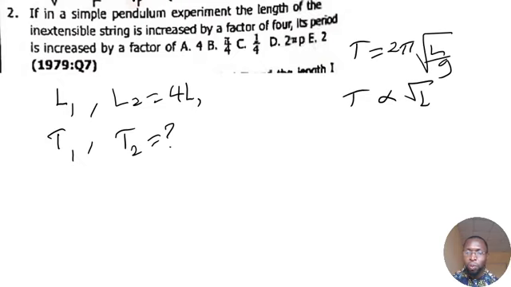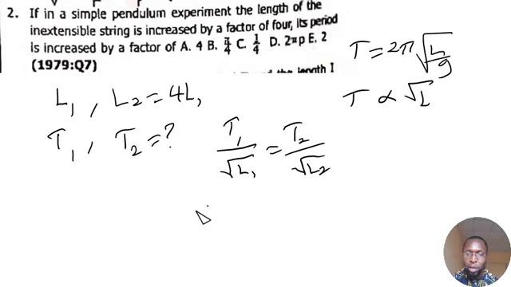So if you are going to form a formula with that, it's going to be T1 over square root of L1 is equal to T2 over square root of L2. Okay, so we have to find T2 here. T1 is given, and T2 is what we are looking for. Making T2 the subject of the formula, it will be equal to T1 multiplied by square root of L2 over square root of L1.